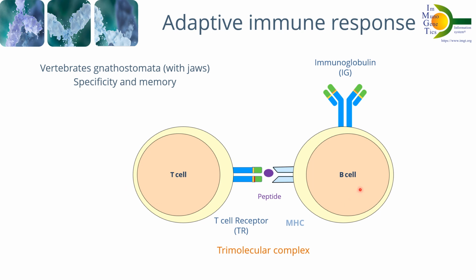In essence, B cells express immunoglobulins or antibodies at their surfaces, while peptides of degraded antigens are presented to the T cell receptors via the major histocompatibility complex. This is the so-called trimolecular complex. The three molecule types, the immunoglobulins, the T cell receptors, and the major histocompatibility complex, are central to IMGT's research efforts.